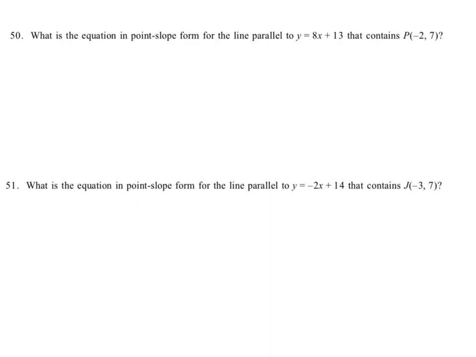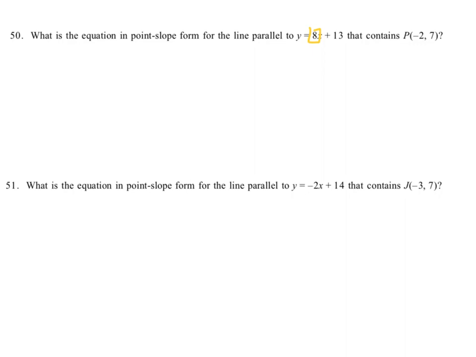Okay, number 50 says, what's the equation in point slope form of a line parallel to the line that they're giving us here, y equals 8x plus 13, that contains point P, which is negative 2 comma 7. Okay, so if our line is parallel, then we're going to have the same slope as the line that they gave us the equation for. So we're going to use the slope of 8. Remember, it's not 8x, it's just the coefficient of x, which is 8. So we have a slope of 8.